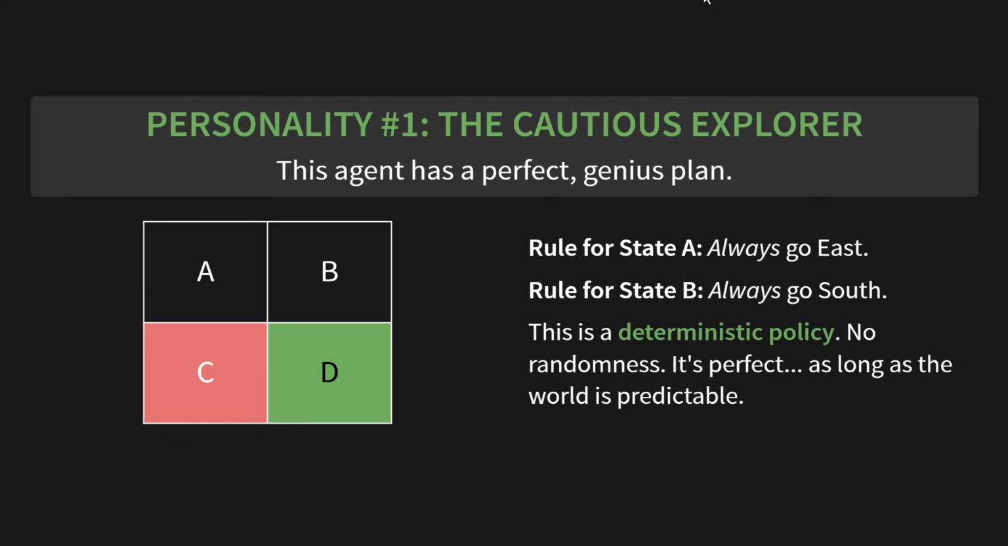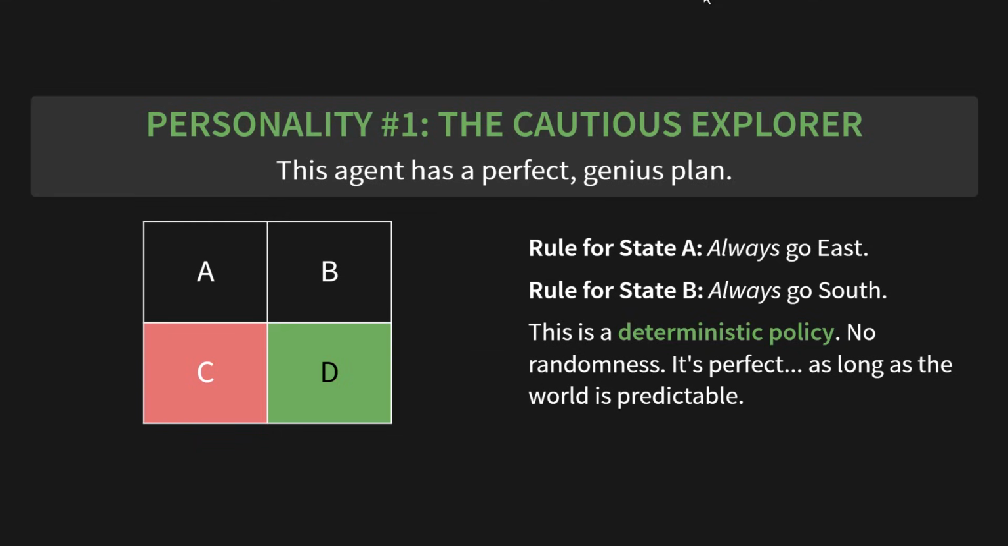This is what we call a deterministic policy. There's no randomness, no chance. If you're in A, you go east, period. And this policy is perfect. It guarantees the agent reaches the goal safely every single time. But what if the world isn't so predictable? A perfect, rigid plan can shatter the moment something unexpected happens. So let's try a different brain.